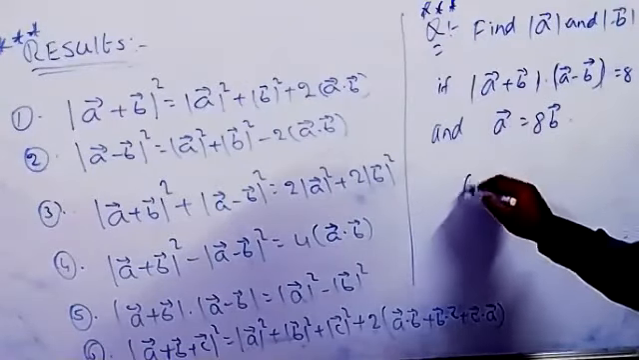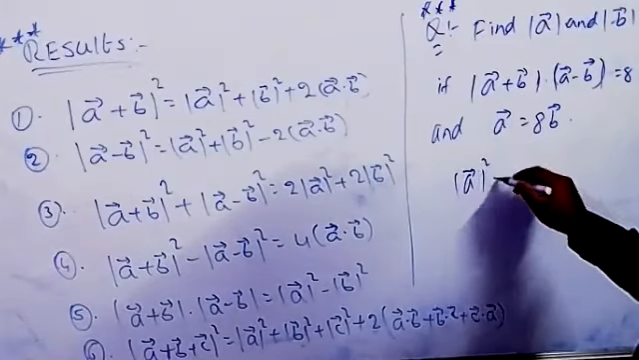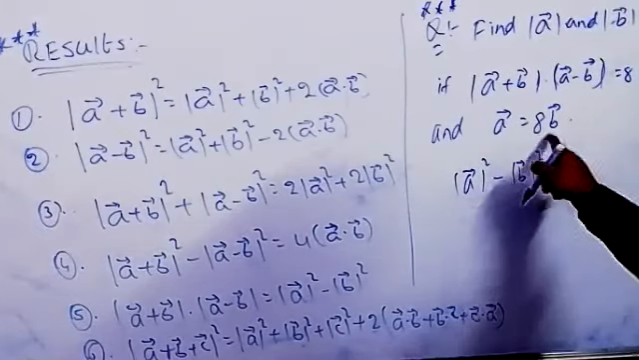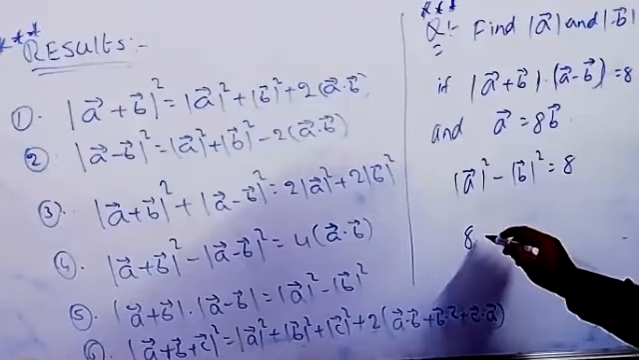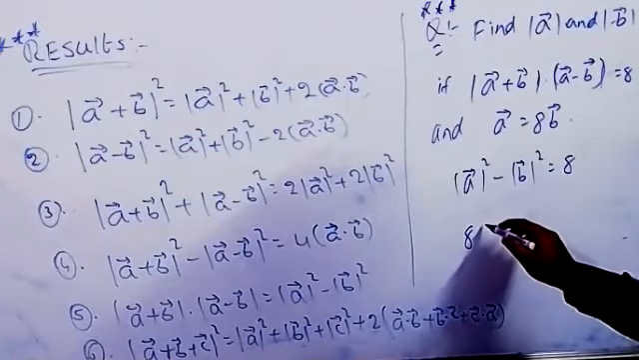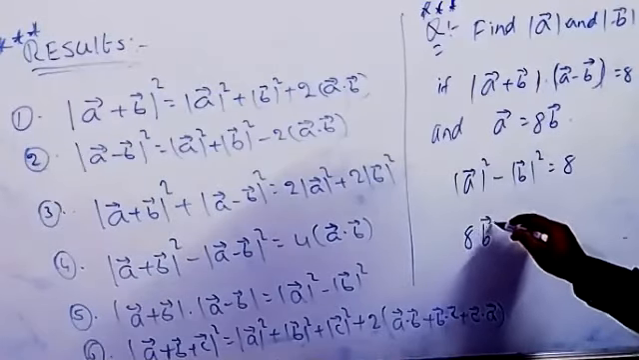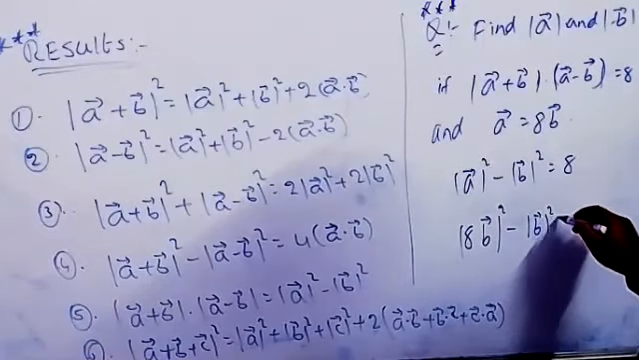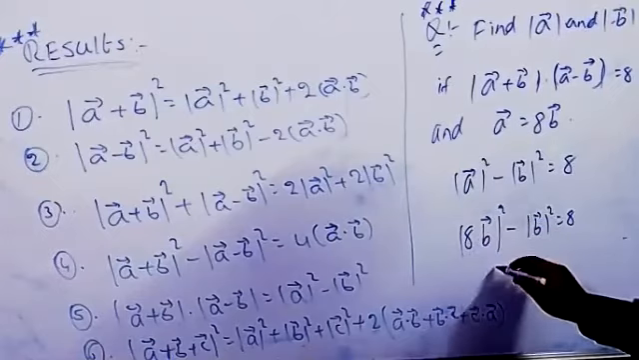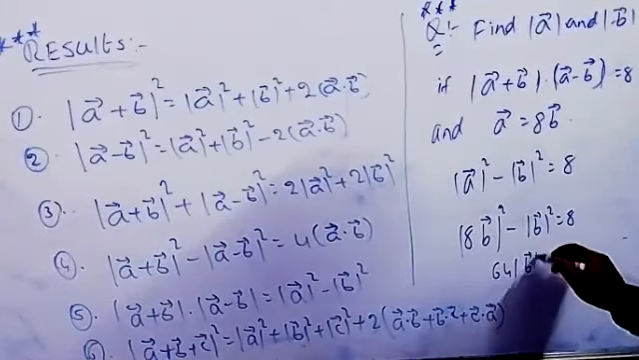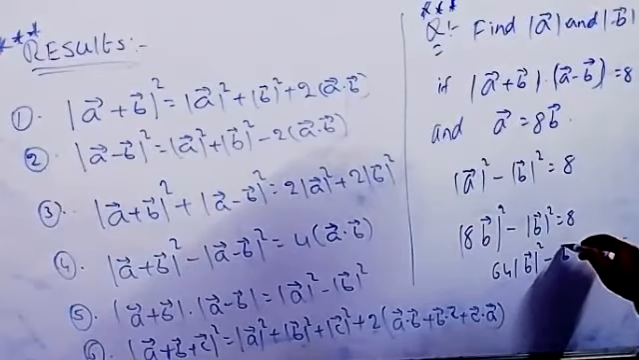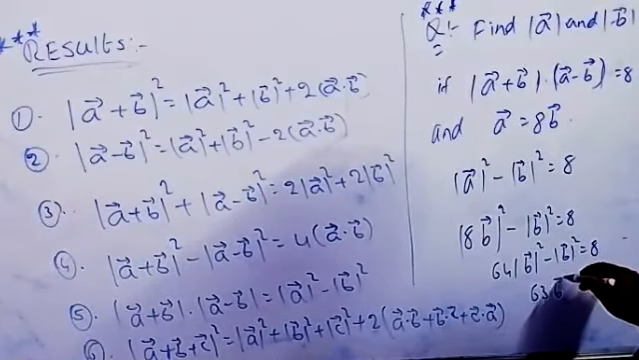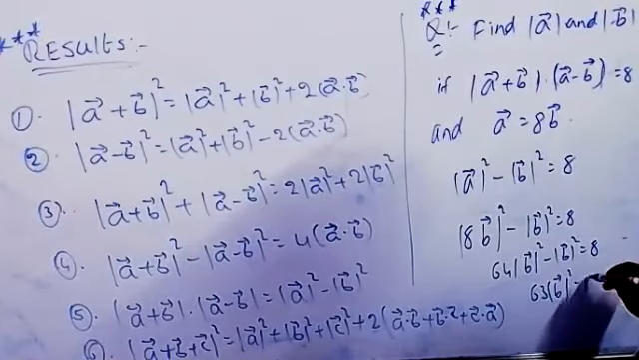What actually it is: A square minus B square is equal to 8. We know the formula. But they have given this condition, A equal to 8B. So you can write clearly 8B whole square minus B square is equal to 8. The 8 square means 64. So right now 64 into B square minus this B square equal to 8. So you can write clearly 63 B square is equal to 8.